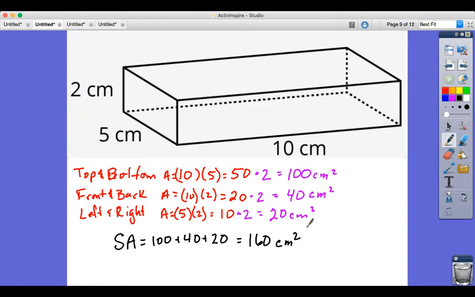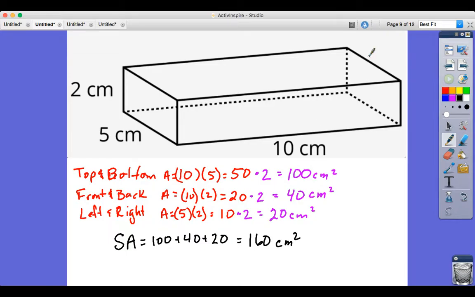And so if I were to try to paint this box, then I would need 160 square centimeters of paint to paint the box exactly. All right? So same process. Get the area of one, every little piece, and then add them together.